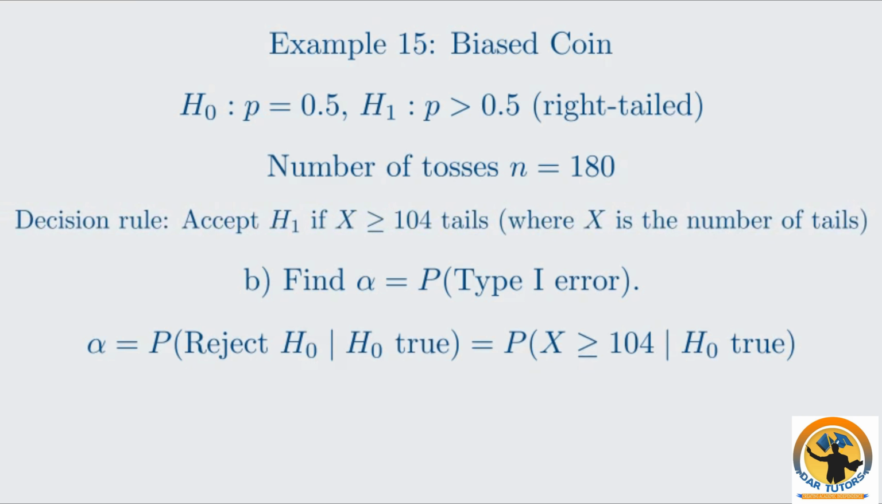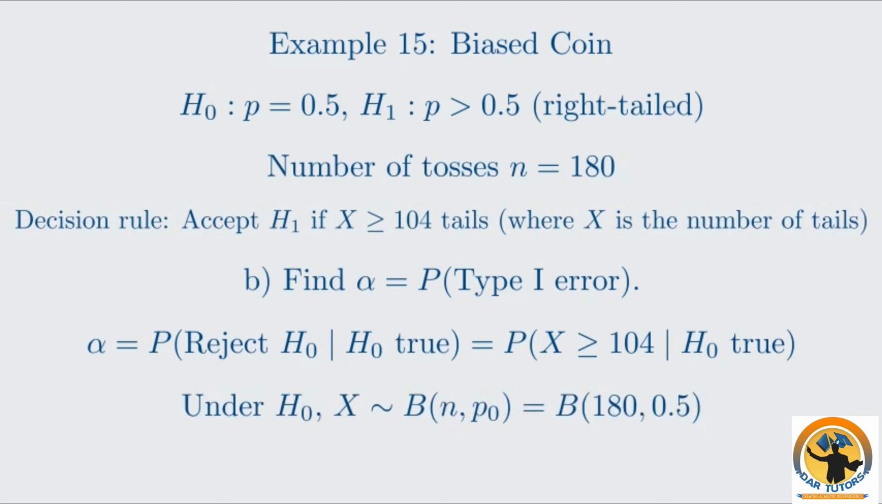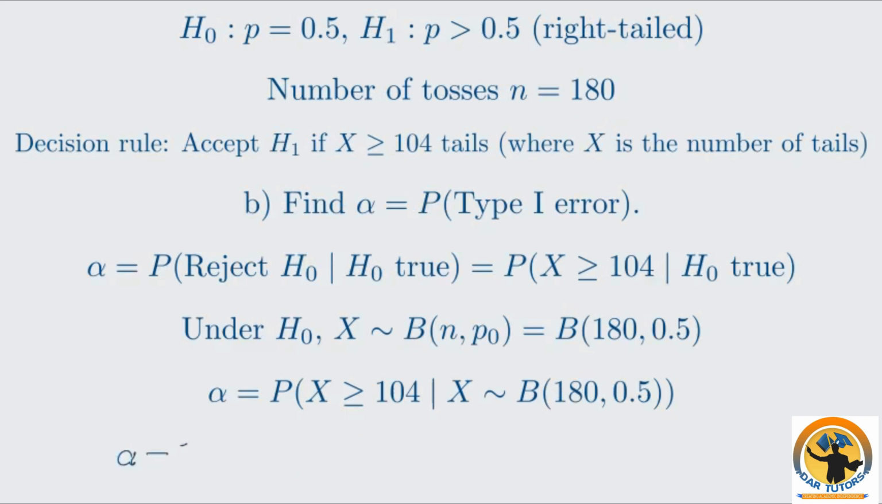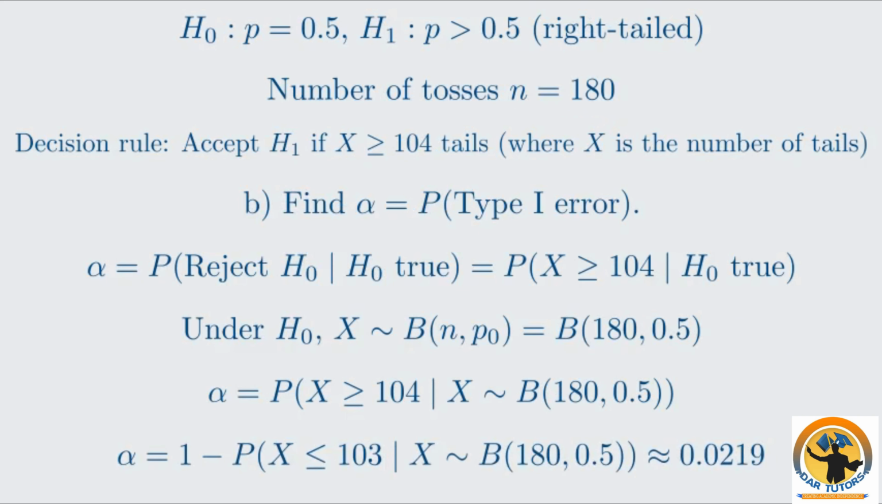Under the null hypothesis, the coin is fair, so P equals 0.5. The number of tails, X, follows a binomial distribution with n equals 180 and P equals 0.5. We need to find the probability that X is 104 or more. Using a binomial cumulative distribution function, P(X ≥ 104) is approximately 0.0219. So the significance level of this test is about 2.19%. Now for Part C.